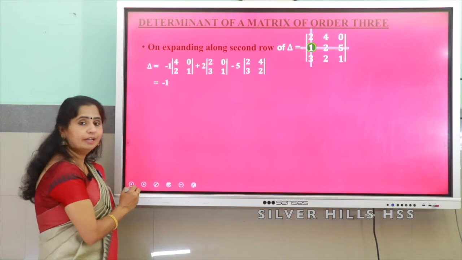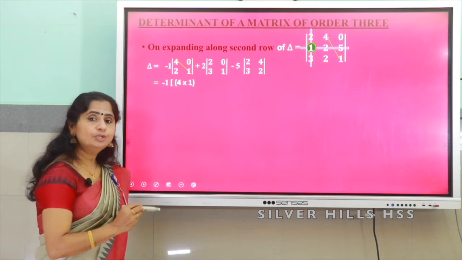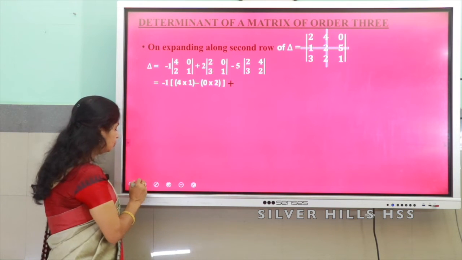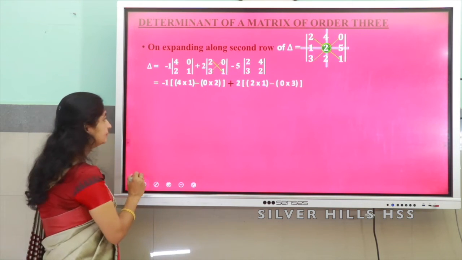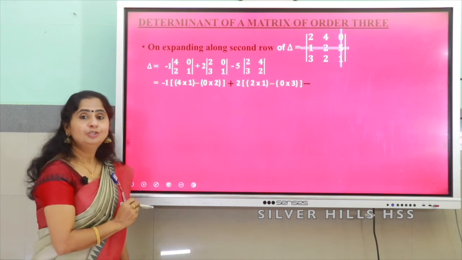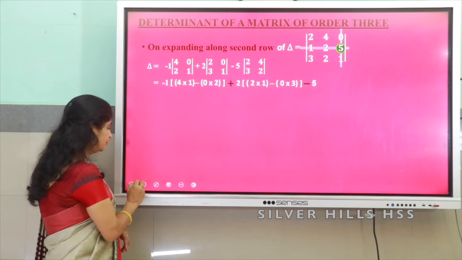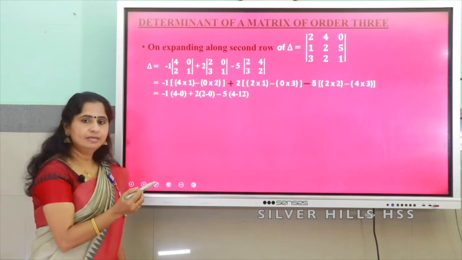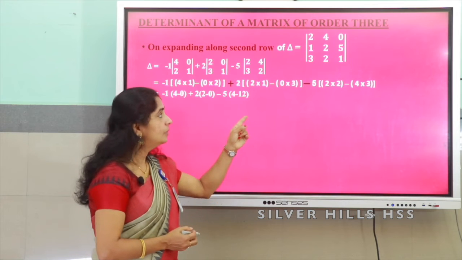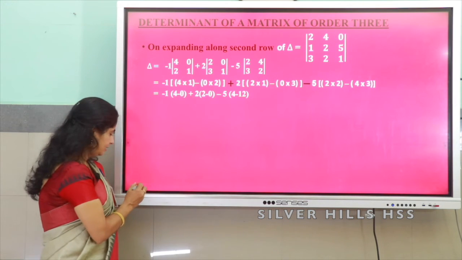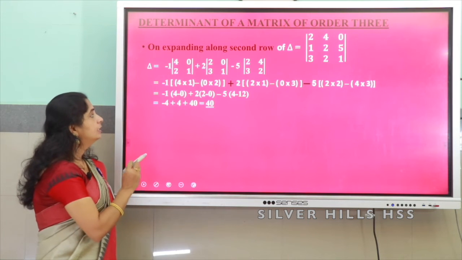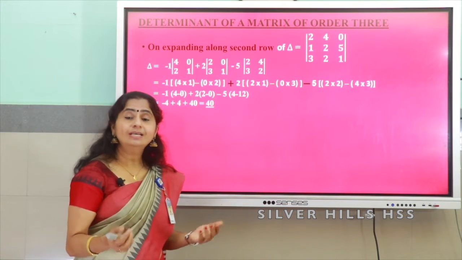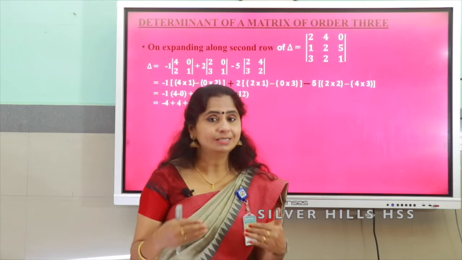So on simplifying, what do we get? Minus 1 into 4 into 1, minus 0 into 2, plus 2 into 2 into 1, minus 3 into 0, minus 5 into 2 into 2, 4, minus 4 into 3. Let's simplify this. So minus 1 into 4 minus 0, plus 2 into 2 minus 0, minus 5 into 4 minus 12. Again, on simplification, we get minus 4 plus 4 plus 40 is equal to 40. So we got the same answer when we expanded about the second row.